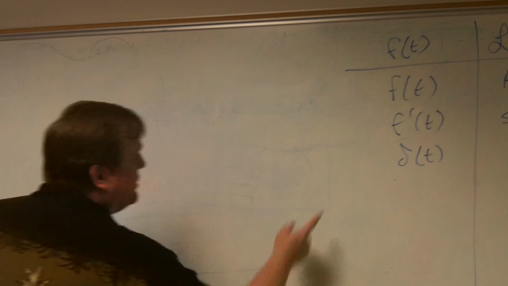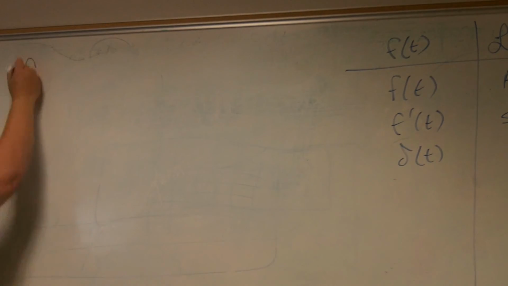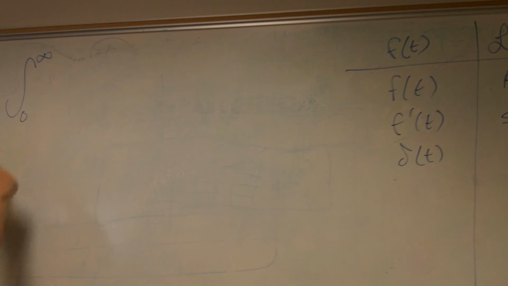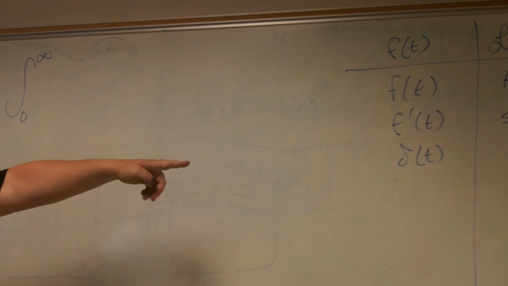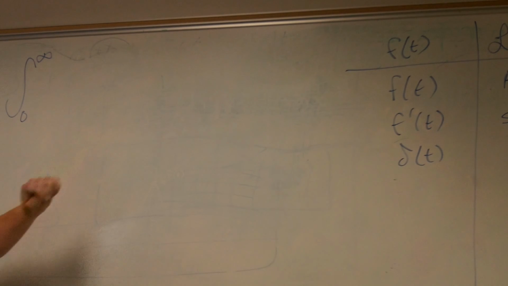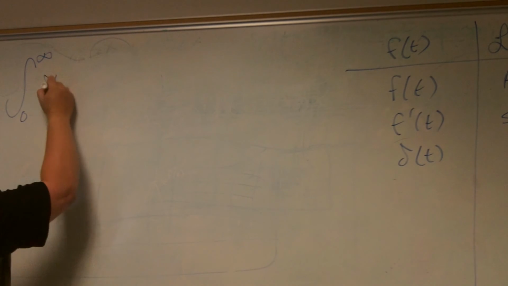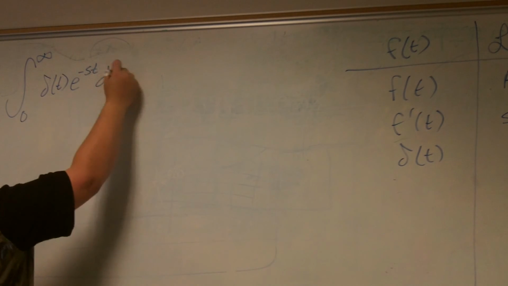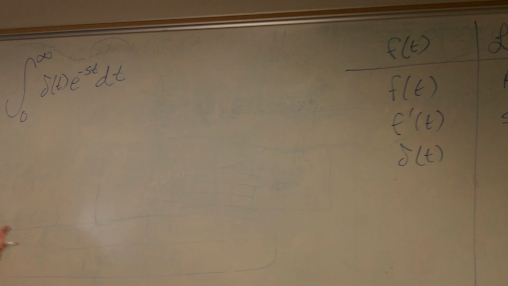Now we can write them. Let's take the Laplace transform of this. The Laplace transform, we're just going 0 to infinity. But realize 0 includes the point 0, and that's where that thing is defined. So I'm fine with that. The integral of delta t, e to the minus st dt. That's the Laplace transform of the delta function.